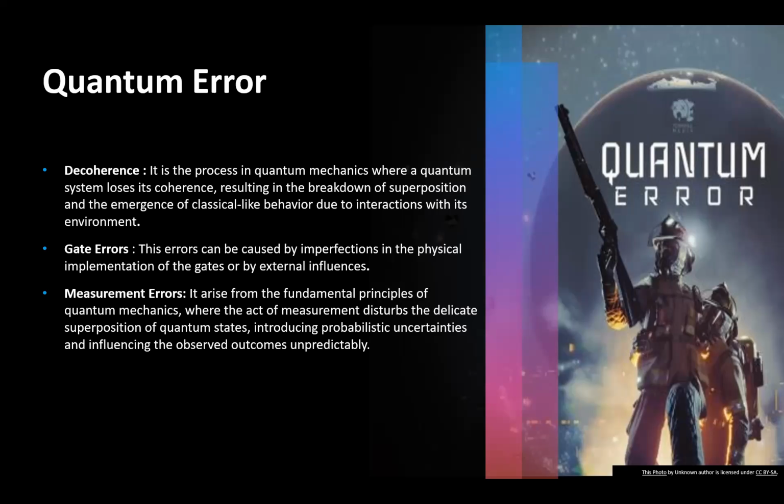Some other errors are gate errors. These errors can be caused by imperfections in the physical implementation of gates or external influence. Another kind of error is measurement errors. Measurement errors arise from the fundamental principle of quantum mechanics, where the act of measurement disturbs the delicate superposition of the quantum state, introducing probabilistic uncertainty and influencing the observed outcome unpredictably.